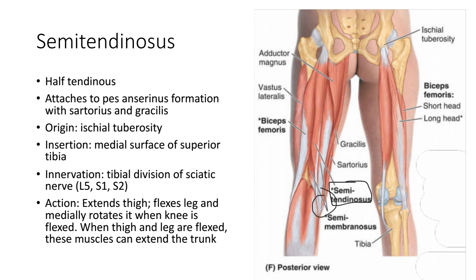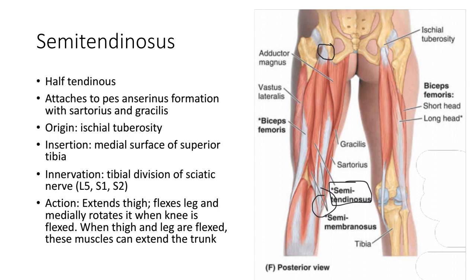The origin of the semitendinosus muscle is the ischial tuberosity, and then it inserts on the medial surface of the superior tibia. It's innervated by the tibial division of the sciatic nerve. We're going to see that the sciatic nerve, again, is actually 2 nerves, and one of them is the tibial nerve.